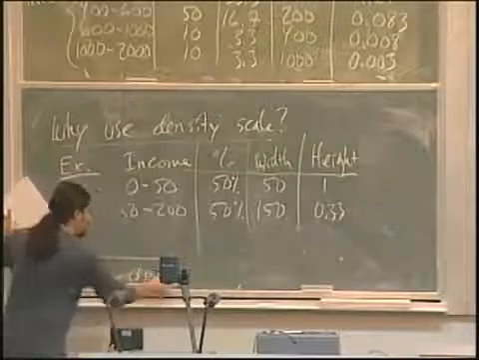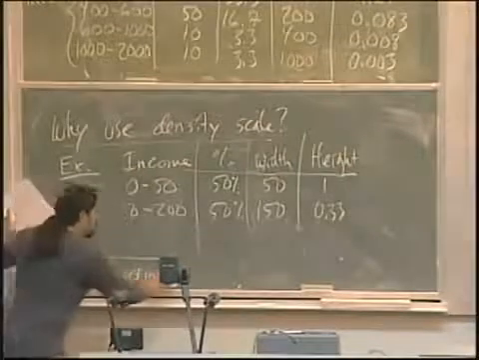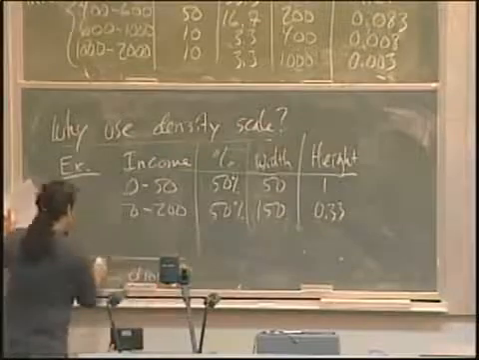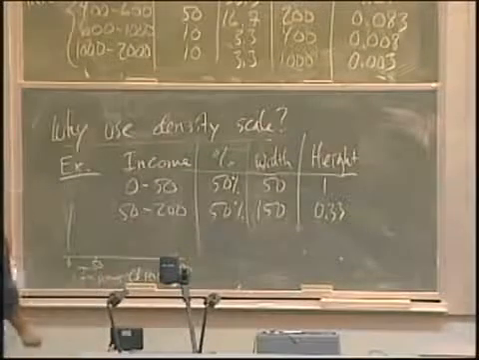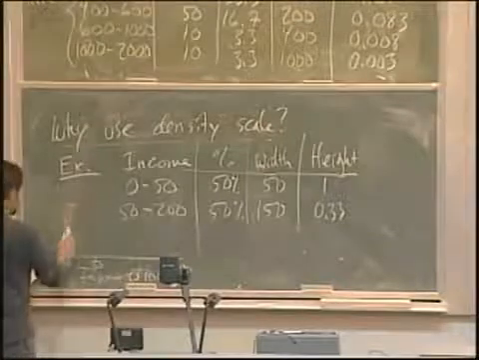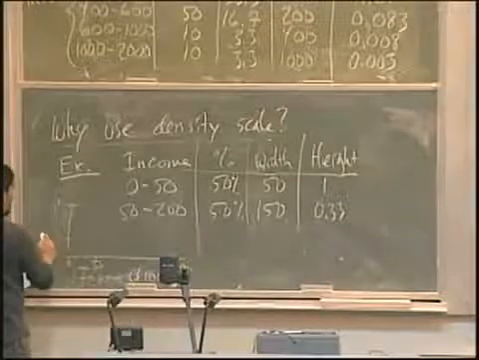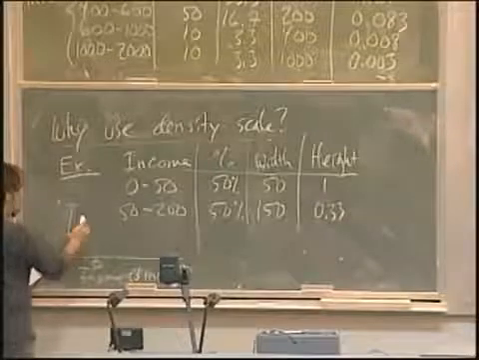Thousands of dollars. And I'm going to go from 0 up to 200. And then maybe about here is 50. OK. Height here is 1. Down here somewhere is 0.33. OK, so here's a histogram.